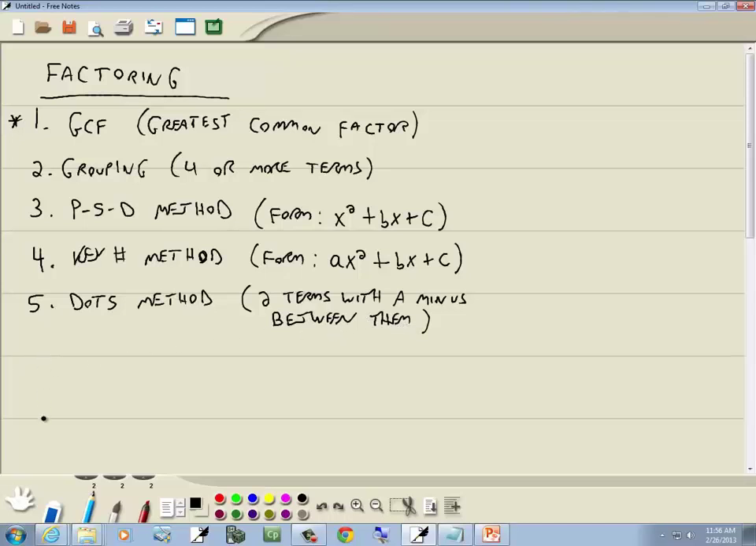Now, there's a couple other ones we'll add on here. There's difference of two cubes and sum of two cubes. But these are the 5 main ones. If you get these down and you're good at these, then you'll do well in college algebra. Most of the problems revolve around these. There's just a few that encompass the difference and sum of two cubes.